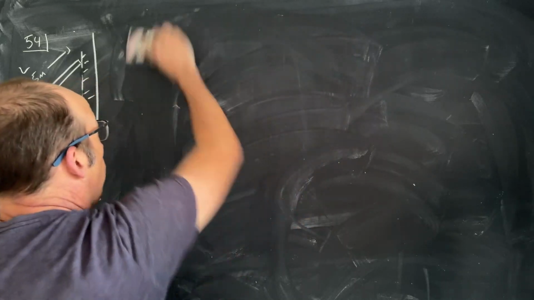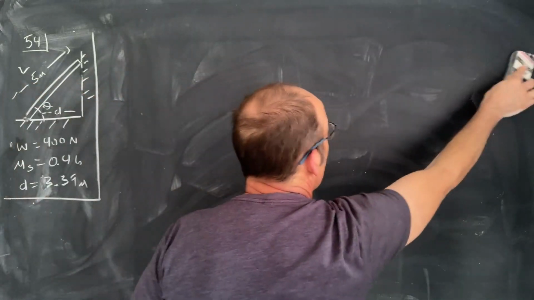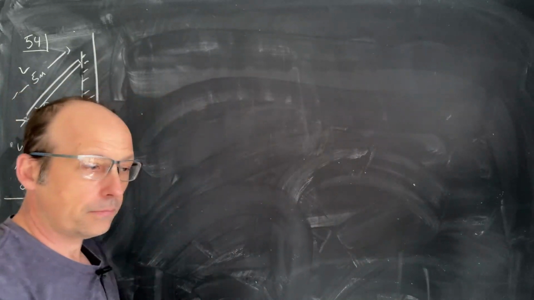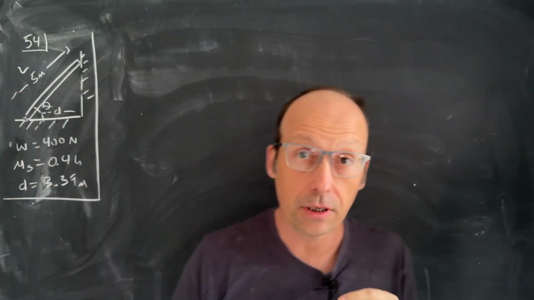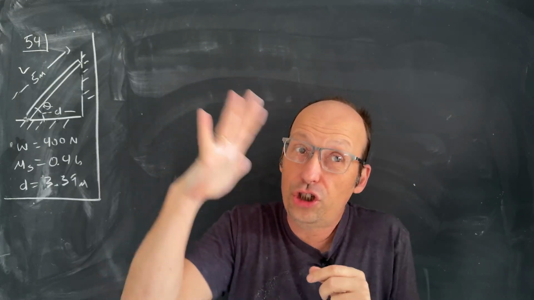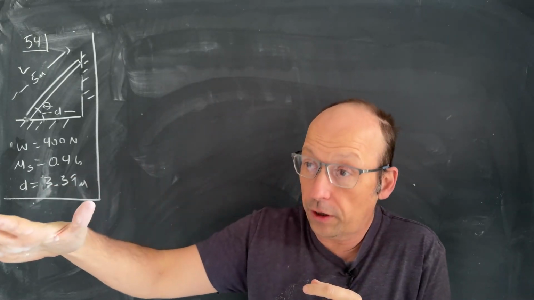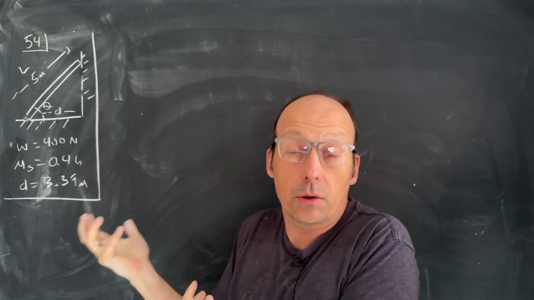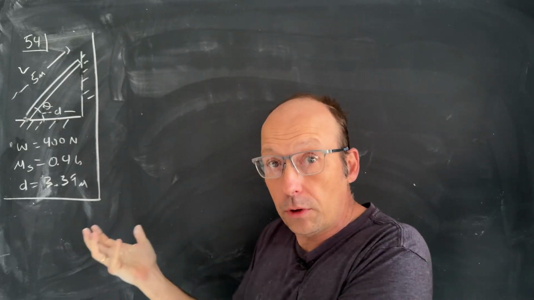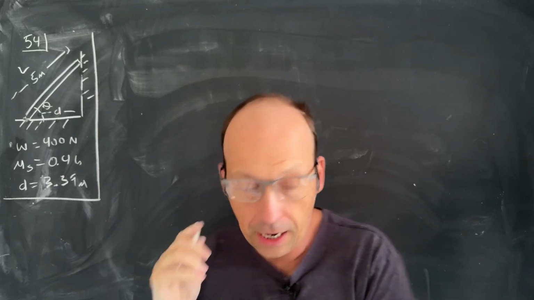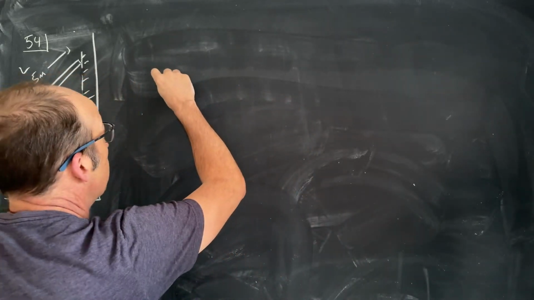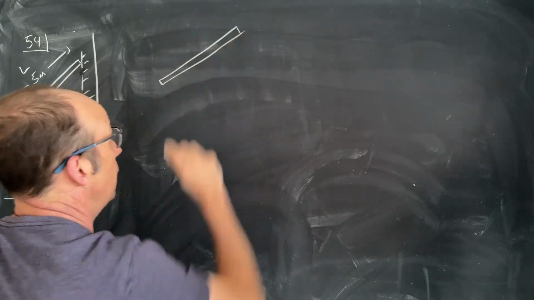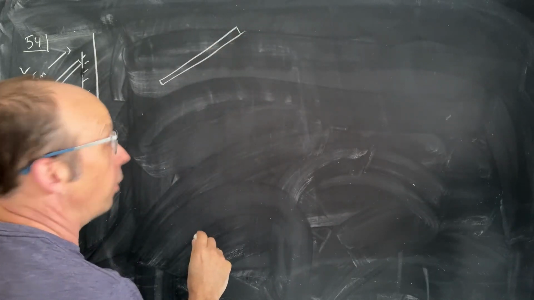I think that we are ready to do this problem. So we have this ladder leaning up against the wall, and it's just about to slip, right? We want to put it as far away as possible so it's just about to slip. And that means it's still in equilibrium. So let's set up the equilibrium conditions for this leaning ladder. I'm going to start off by drawing the ladder and drawing all the forces acting on it.